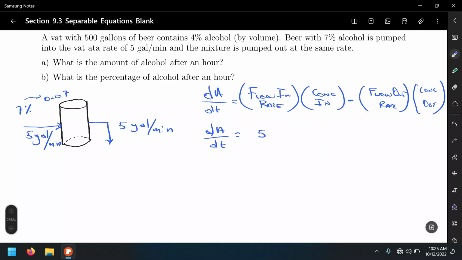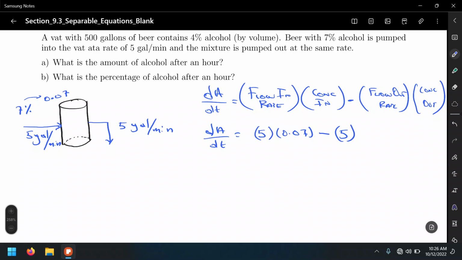And again, I'm going to skip the units just so we don't have a lot of symbols and numbers in our equation. And this time the concentration in is going to be different than the previous problem, because in the previous problem we just had water coming into the tank, water with no solute at all. In this case, no salt, nothing actually. But this time something is coming in. Well, water, which is the water from the beer, plus the 7% alcohol, which is times 0.07. Minus flow out rate, which is also 5, times the concentration in which it comes out.